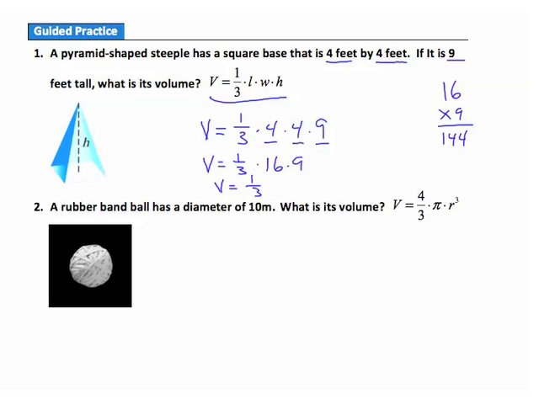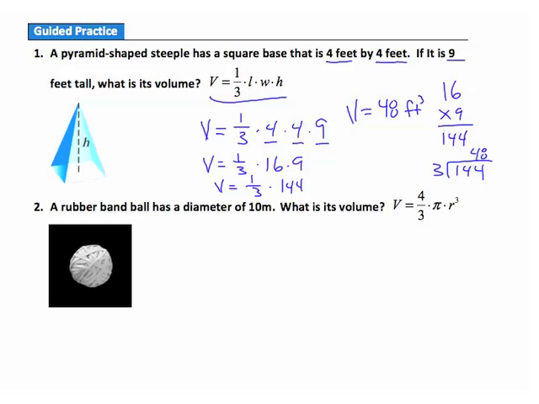And so then we're going to have the volume is 1/3 times 144. Well, multiplying by 1/3 is the same as dividing by 3. So off in some scratch work, I'm going to divide 3 into 144. And when you do 3 into 144, you get 48. So therefore, the volume of this steeple is going to be 48 cubic feet.